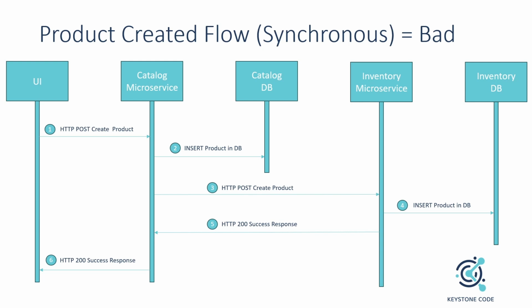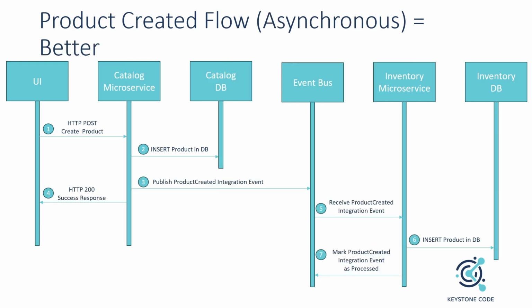So this approach is not a good one because it would not allow for any of that flexibility. So what does an asynchronous approach look like? This is where we are going to use integration events. So again, it starts out the same. We send some sort of HTTP post from the UI up to our catalog microservice for creating a product.